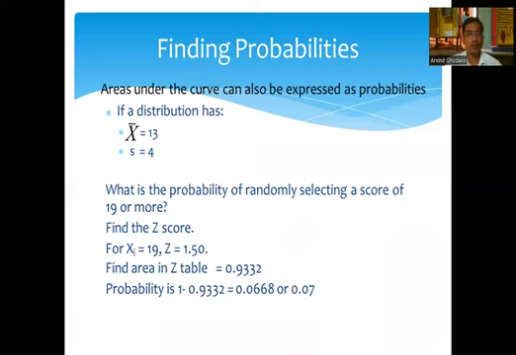Finding probabilities: the areas under the curve can also be expressed as a probability. If a distribution has x bar equal to 13 and s equal to 4, what is the probability of randomly selecting a score of 19 or more? Find the Z score for xi equal to 19: Z is equal to 1.50. Find the area in the Z table, which is equal to 0.9332. So the probability is 1 minus 0.9332, which is 0.0668 or 0.07.